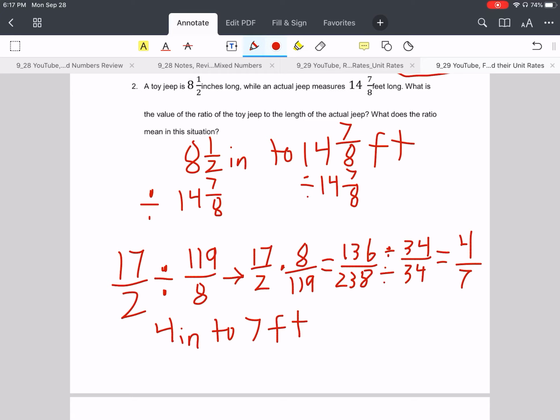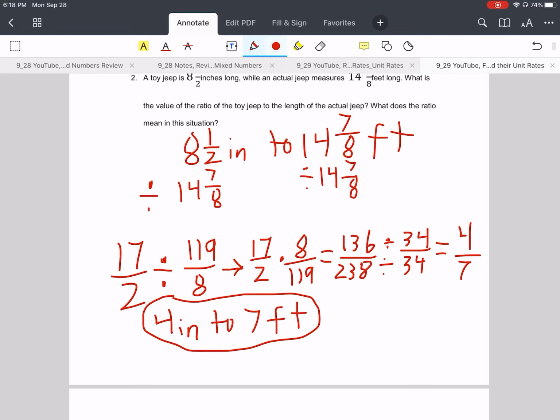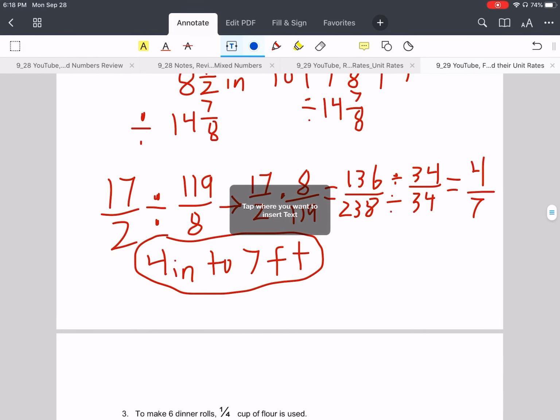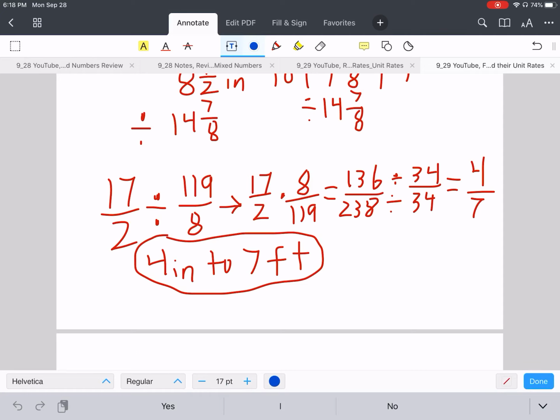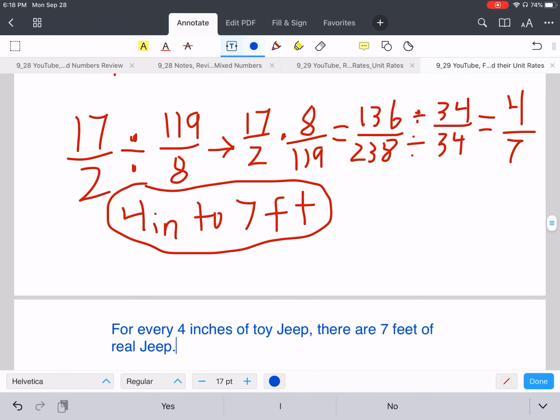So for every 4 inches of toy Jeep, there are 7 feet of actual Jeep. So that is the ratio. And it says what does the value mean in the situation, which we sort of covered, but I will type it. That means that for every 4 inches of toy Jeep, there are 7 feet of real Jeep. And that's all the question means when it asks for what does the ratio mean in this situation.